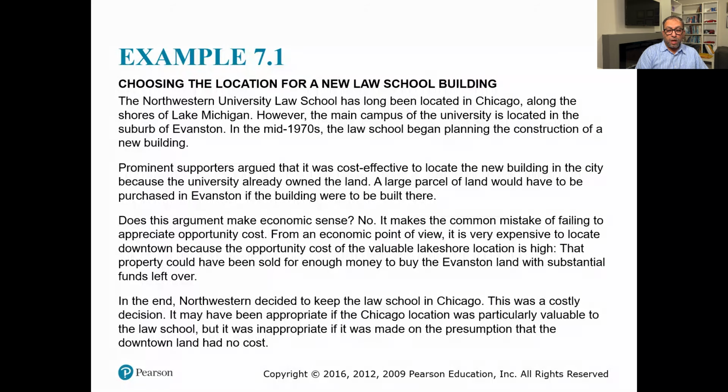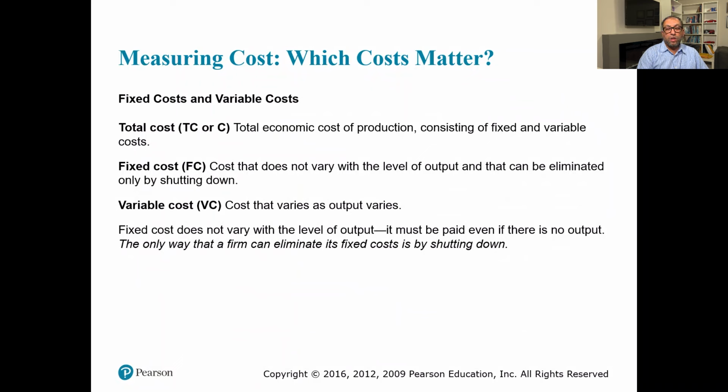It may have been appropriate if the Chicago location was particularly valuable to the law school, but it was inappropriate if it was made on the presumption that the downtown land has no cost. So some people who have no idea about the opportunity cost said if they already have the land, then why should they sell it and then buy new land and then construct it? But they are not calculating the opportunity cost, that this land in the main city is very expensive. So if they use it, they lose the opportunity to generate funds and construct a school somewhere else.